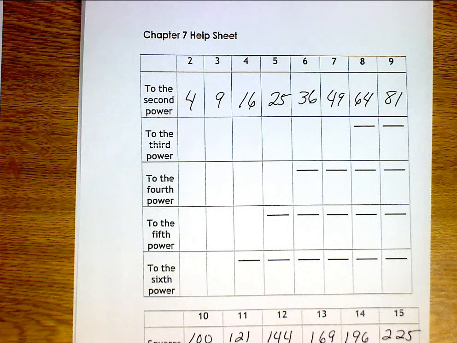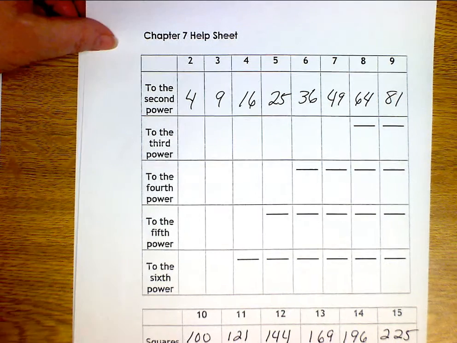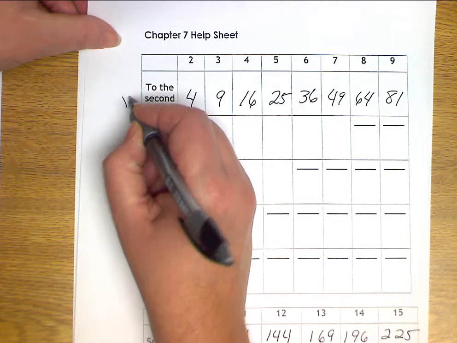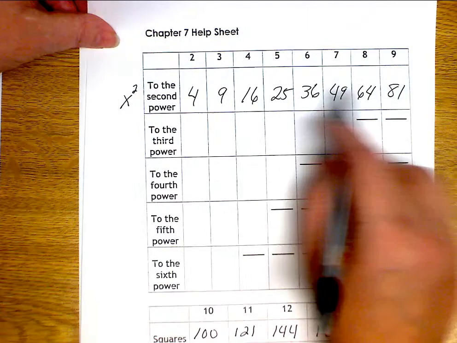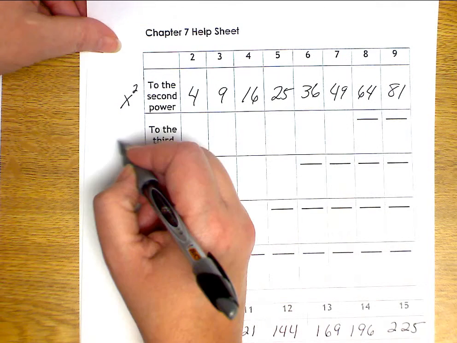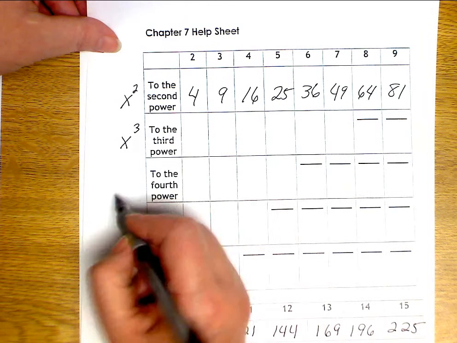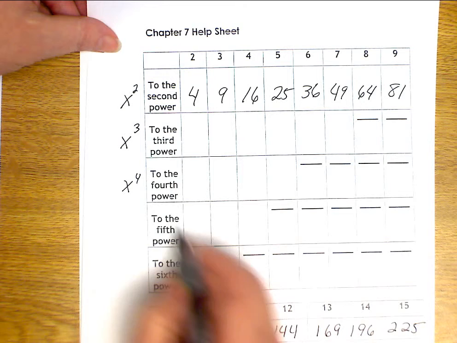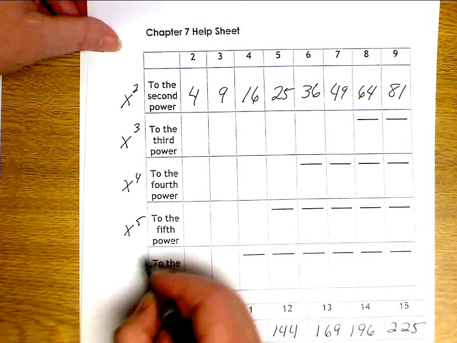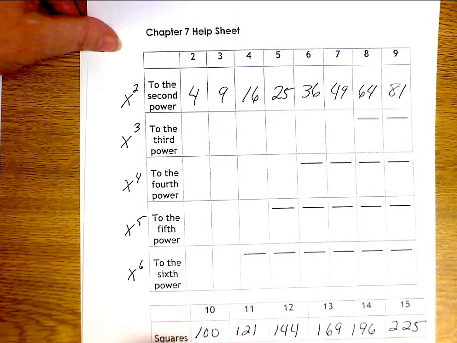One thing I want you to realize is with this chart, these are your perfect squares. These are your perfect cubes. These are your fourths. These are your fifths. And I know it says it, but I just want to make sure you guys realize that that's what it is. So those are your perfects.